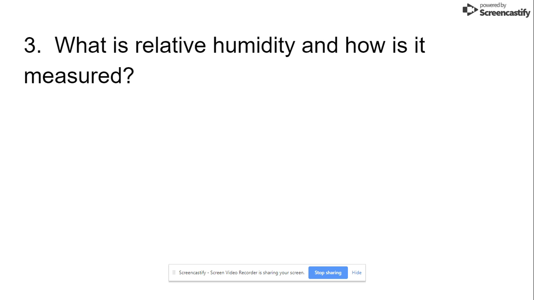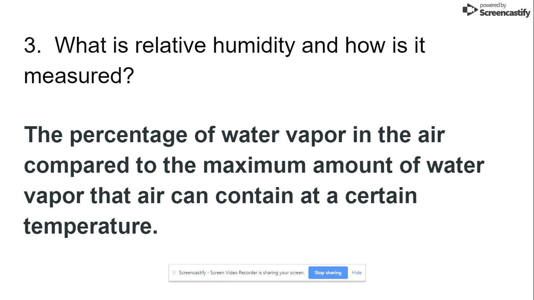What is relative humidity and how is it measured? Relative humidity is the percent of water vapor in the air compared to the maximum amount that it possibly could have at a certain temperature.